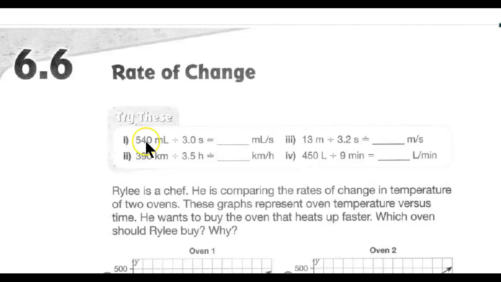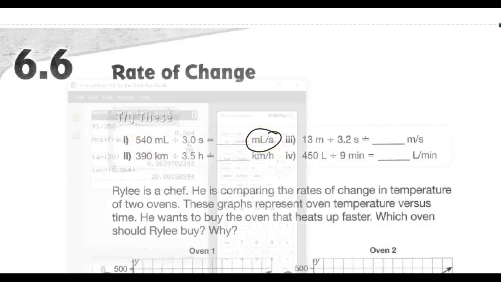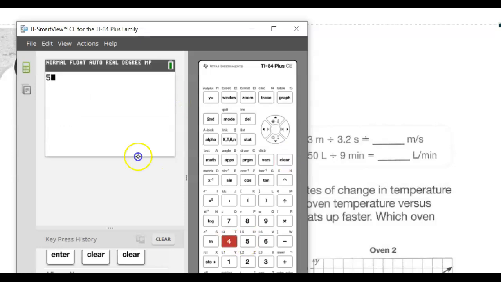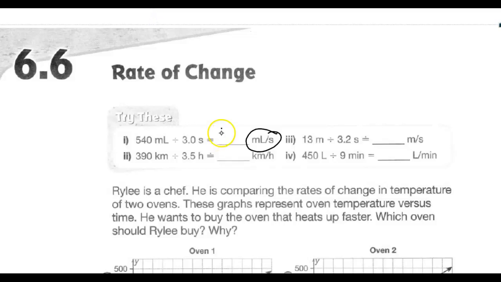So in the try these, all it's saying here is take 540 milliliters and divide by 3 seconds. So the units will be milliliters over seconds, right, per second. That's what it means. The rate of change is trying to find the value for 1 unit of time. So take 540 and divide by 3. If you're not sure what that is, you can use your calculator. It's 180.